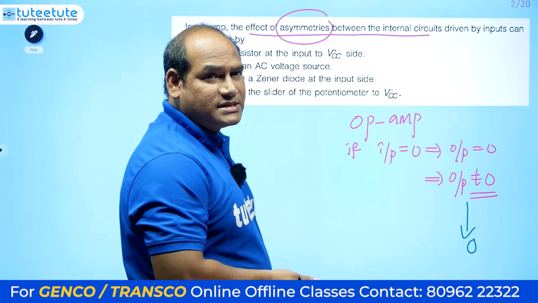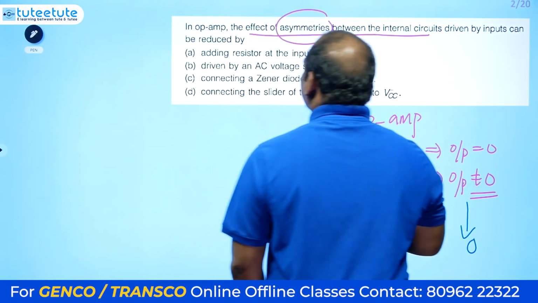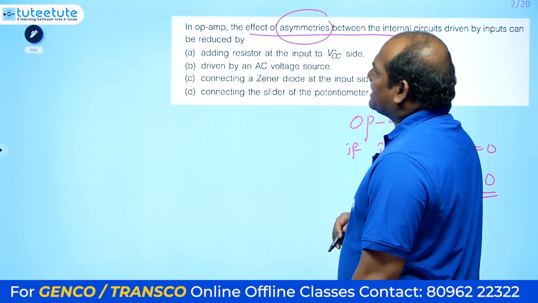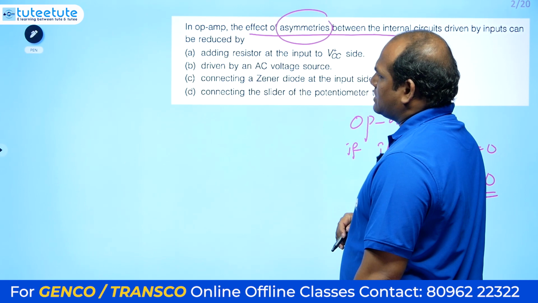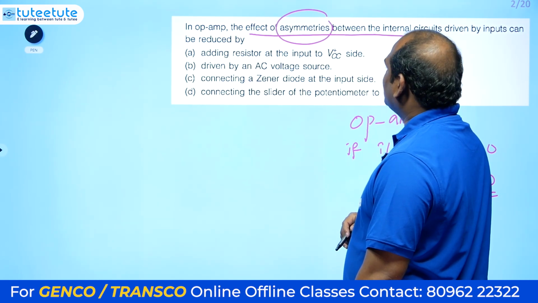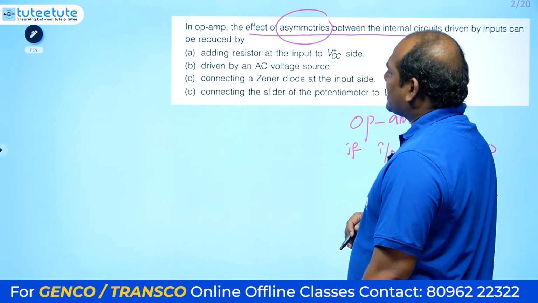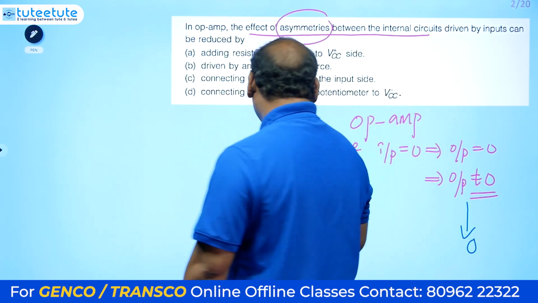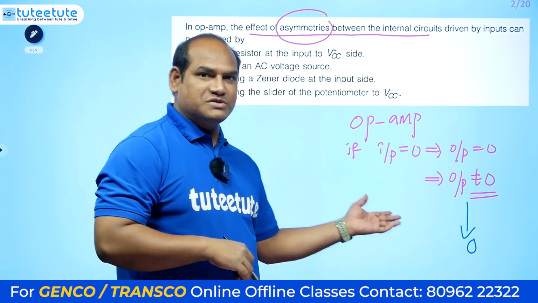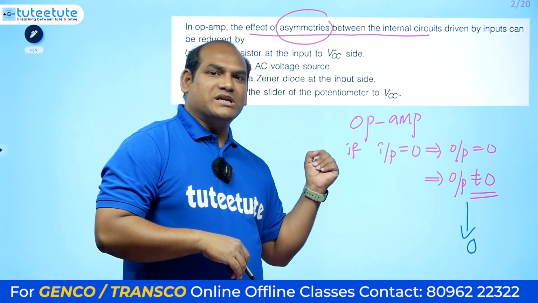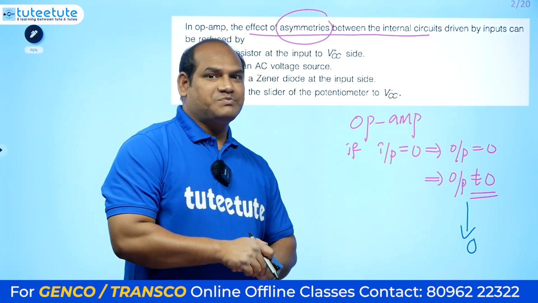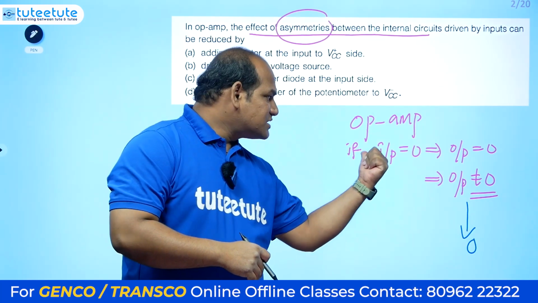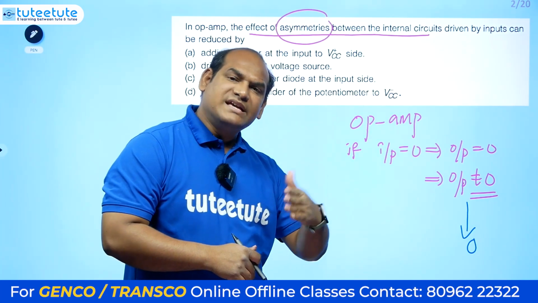So how is it possible? If you see the options: adding a resistor at the input to VCC side, driven by an AC voltage source; connecting a Zener diode at the input side; connecting the slider of the potentiometer to VCC minus. Which is exactly suitable here in order to make the output equal to 0 whenever input is equal to 0? We need to adjust the voltage. Anyhow, here the AC input voltage is 0. This input equal to 0 is nothing but we are talking about the AC input only.